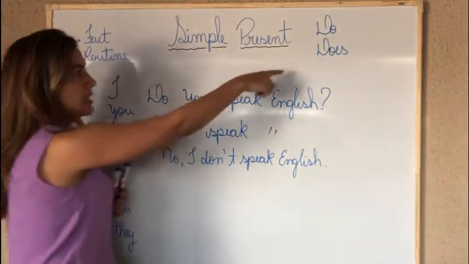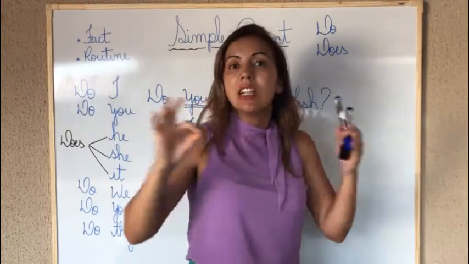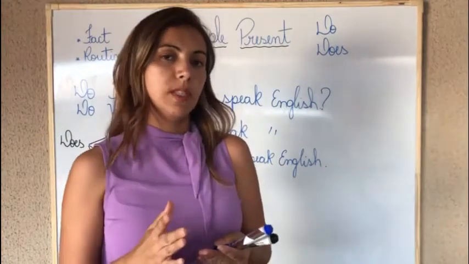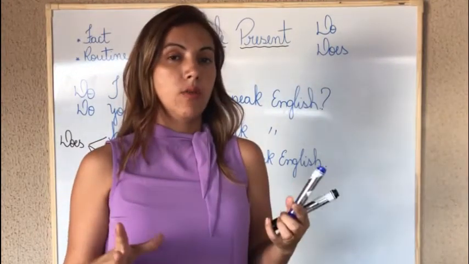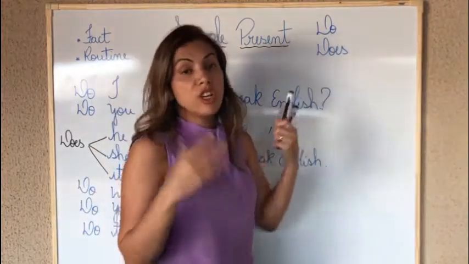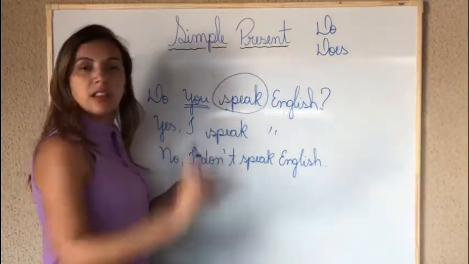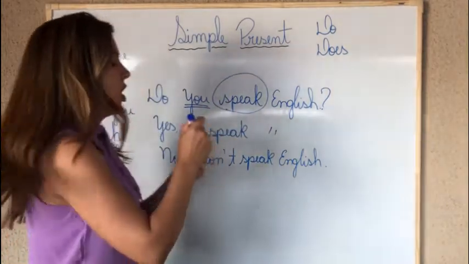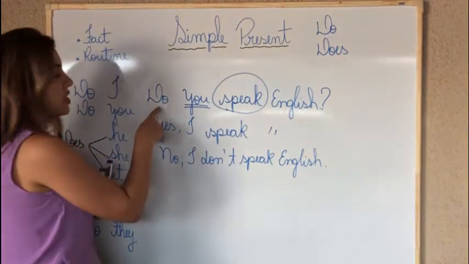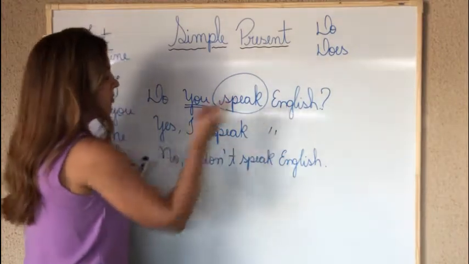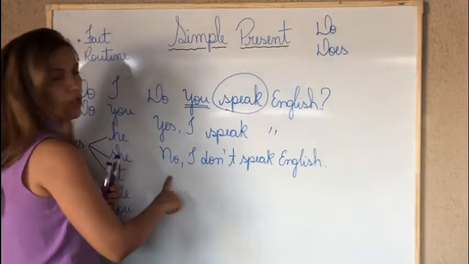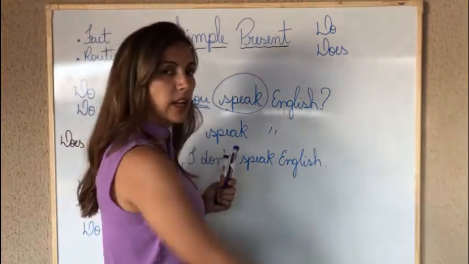Do and does, they do not have one translation. No, they are auxiliary verbs. São verbos que não têm tradução. Não significam nada. Eles só indicam que o verbo speak is in simple present. Indicam que o verbo está no presente. Okay? Let's ask a question. Do you speak English? Yes, I speak English. Or no, I don't speak English.